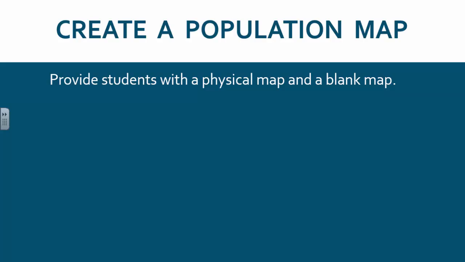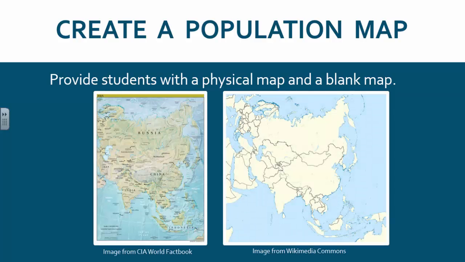Another activity to have students complete is to create a population map. You can provide students with a physical map and a blank map. Have students examine the physical map and make judgments based on the different landforms and things that they see. Then have them use the blank map to create a population map. Students should be able to justify why they think certain areas will be more populated than others.